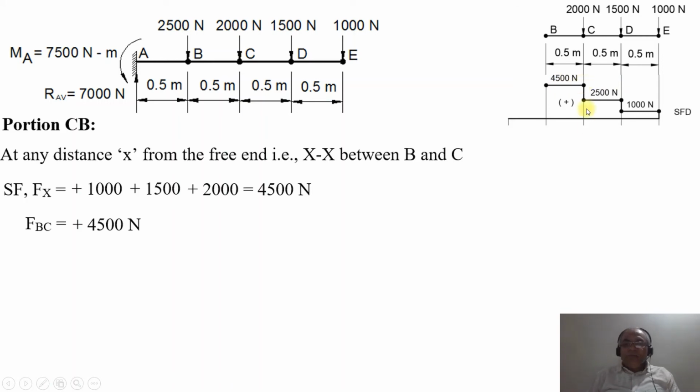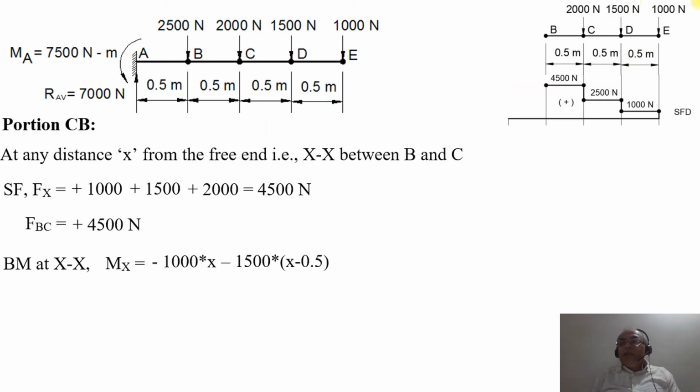It is 4500 positive. Now, when you are considering the bending moment at the section XX, which is at a distance of x from the free end E between B and C, what will be the bending moment at the point XX? Mx will be equal to minus 1000 into x. Then the distance between XX to D will be x minus 0.5. So minus 1500 into x minus 0.5.